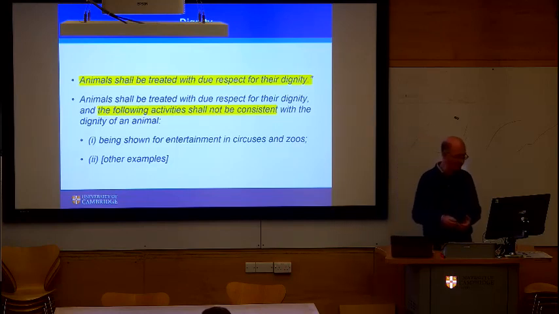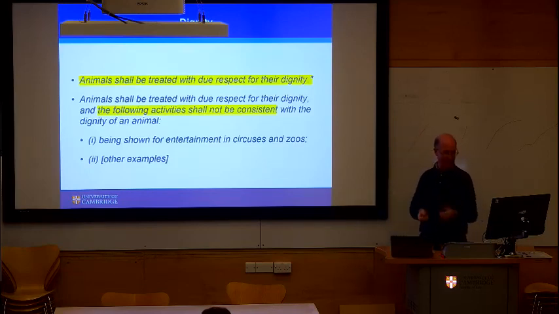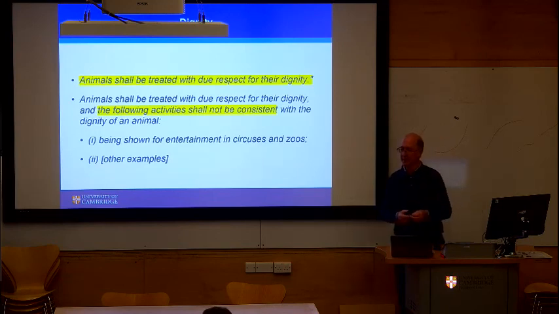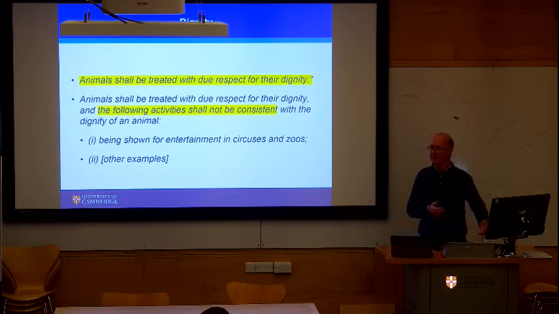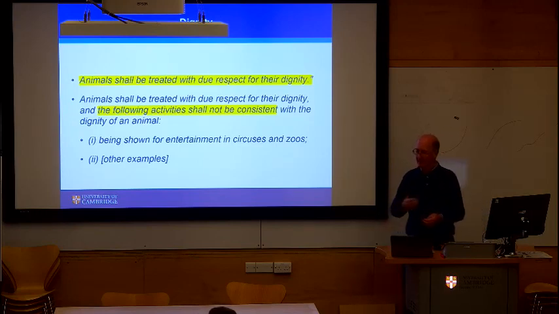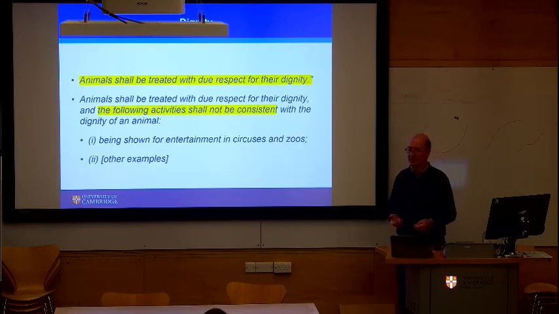Here are specific situations. I've just given a relatively simple one, entertainment in circuses and zoos. We could add factory farming. We could add animal experimentation, which uses animals as means rather than ends. So you take the concept of dignity and you give it more teeth because you make it more specific. In other words, classic fundamental law drafting: the more that you define something, the more specific you are, the easier it is to see whether you're in compliance or in breach, and, if you're in breach, the easier it is to enforce.